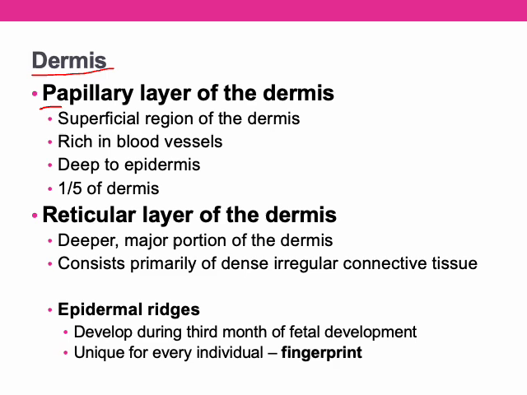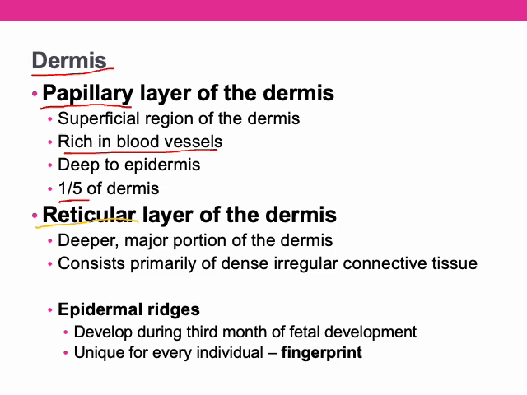The dermis is divided into two divisions. The first one is the papillary division or layer. This is the division that is deeper to the epidermis, but it's the most superficial one of the dermis. It makes about 20% or one-fifth of the dermis size, and it is very rich in blood supply. The next layer is the reticular layer, and the reticular layer is the major portion of the dermis.